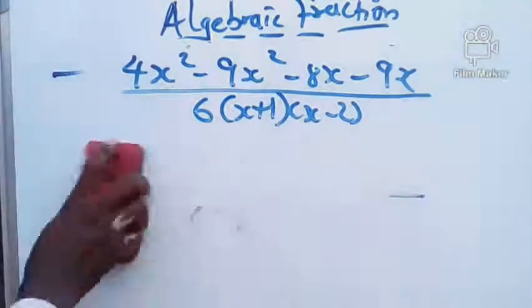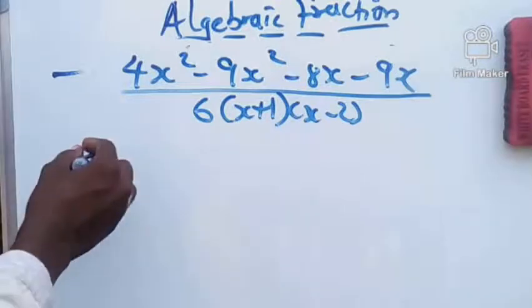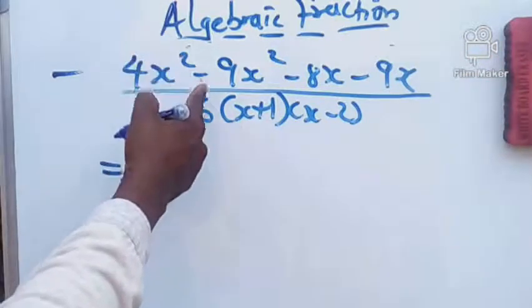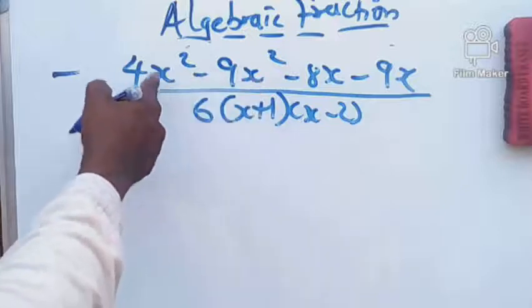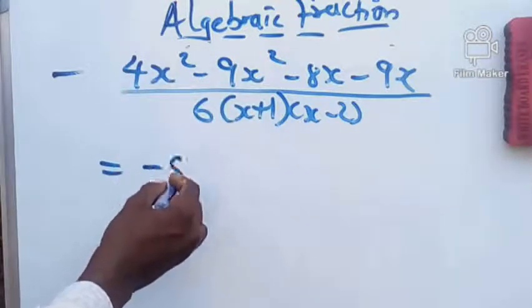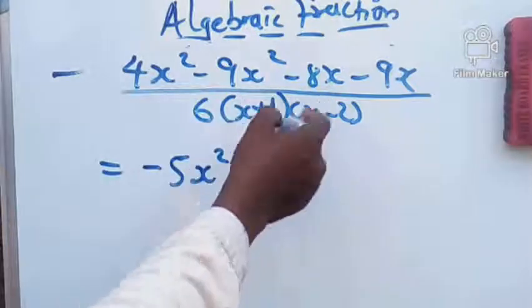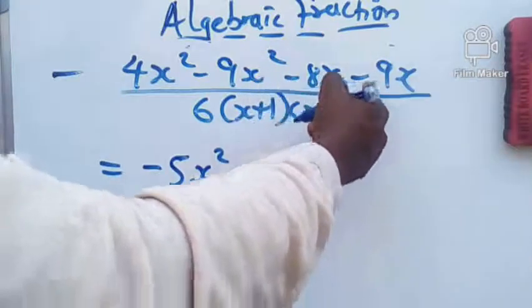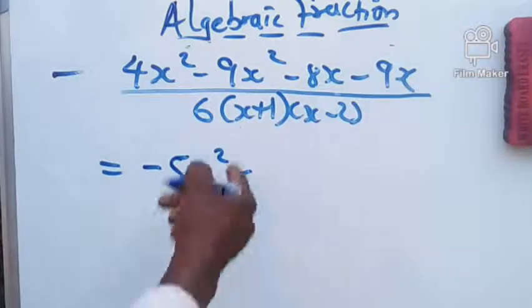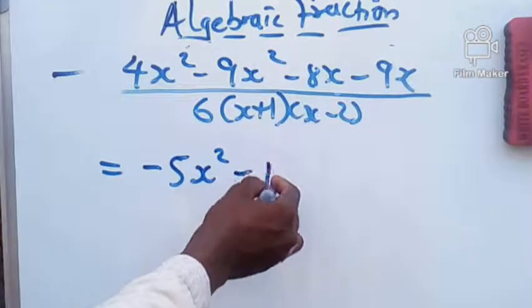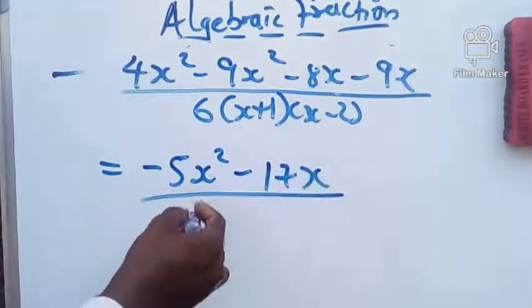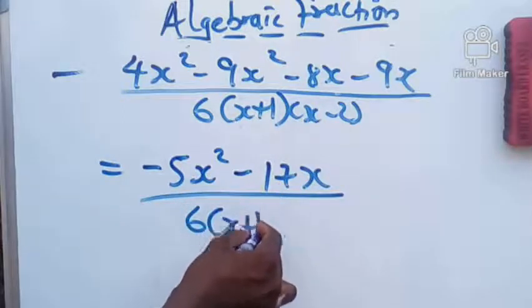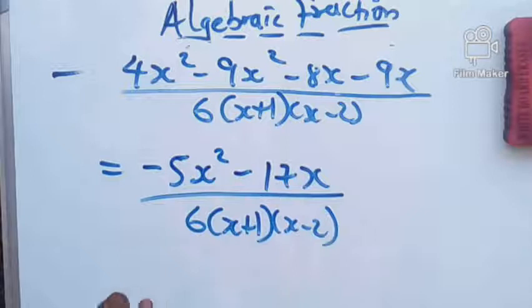So, collection of like terms. Let's quickly simplify that and get what our operation will be like. 4x squared minus 9x squared. Because they are both x squared, 4 minus 9 will give you minus 5. So we have minus 5x squared. Then minus 8x minus 9x. Minus 8 minus 9 gives us minus 17. So you have minus 17x divided by 6 into x plus 1 into x minus 2. We can simplify this denominator, but it's better we deal with the answer like this. So this becomes the final answer.